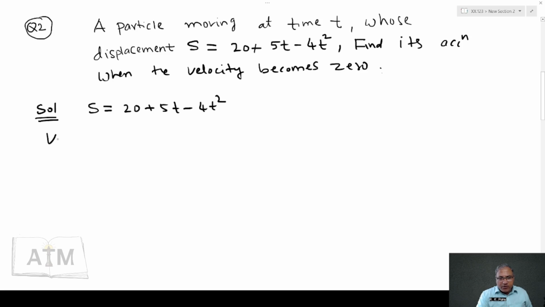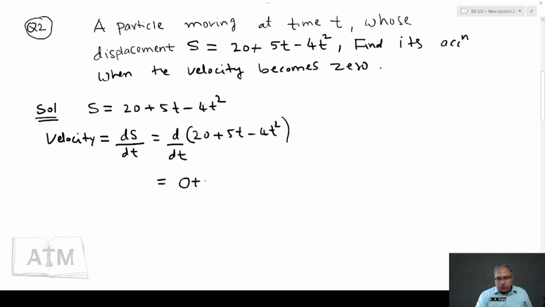Now to find velocity, the velocity equals the rate of change of displacement, that is ds by dt. So that is the differentiation of s with respect to t, 20 plus 5t minus 4t square with respect to t, which equals 0 plus 5 minus 8t. Therefore the velocity v equals 5 minus 8t, and we need to find acceleration when velocity becomes 0.